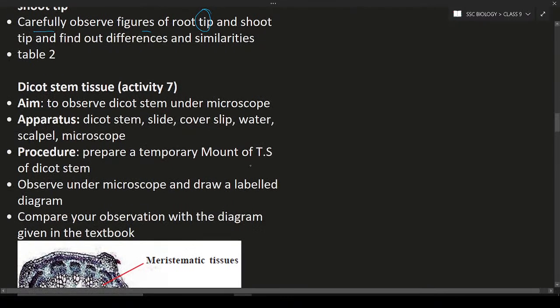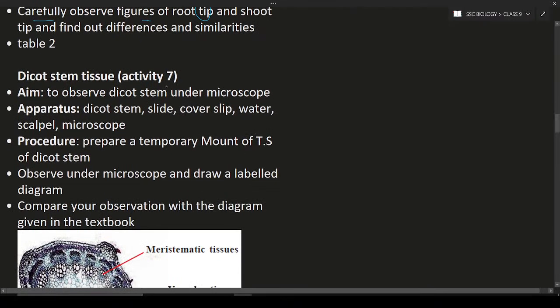So next is the Dicot stem. In that we are going to discuss some more points. So what is meant by Dicot stem? Dicot stem means the stem which is, okay.